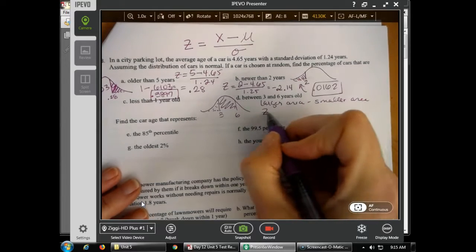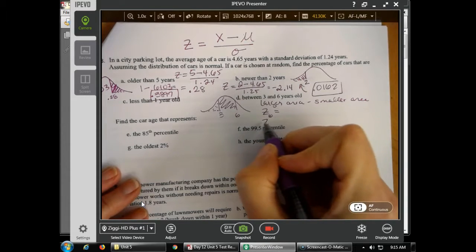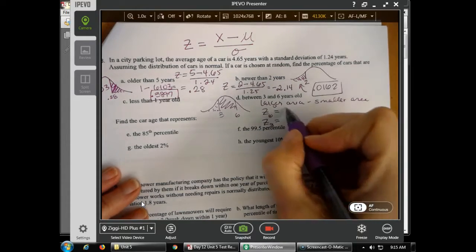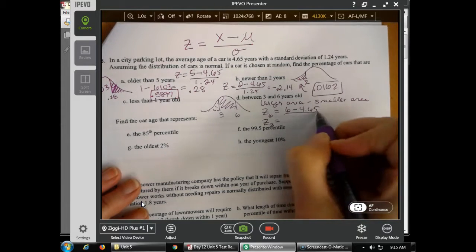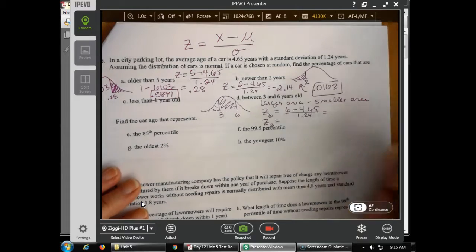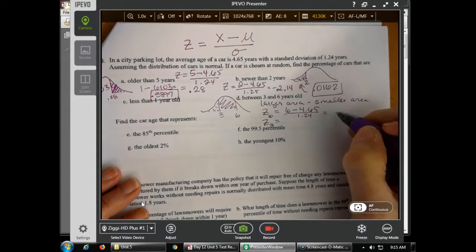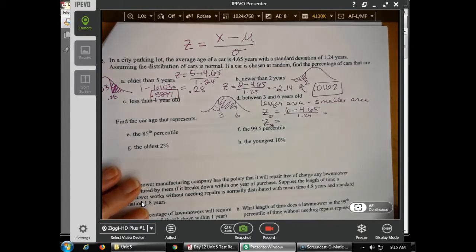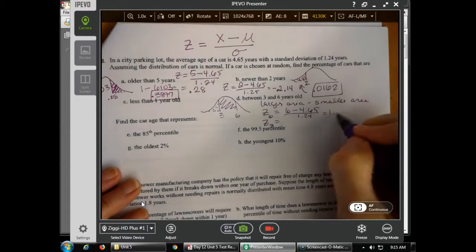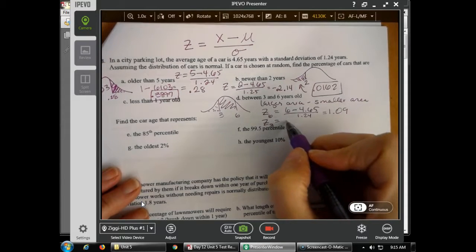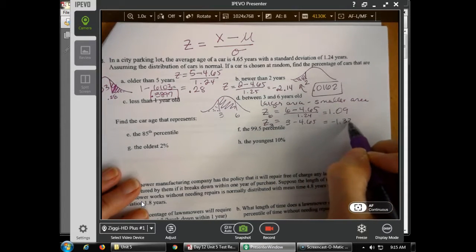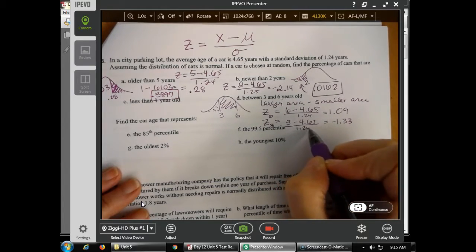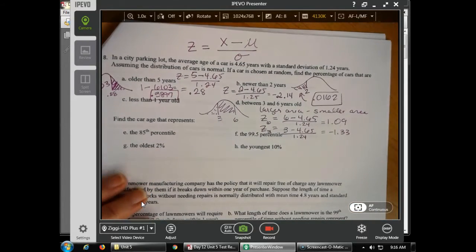So we need our z for 6, and we need our z for 3. So 6 minus 4.65 divided by 1.24. What do you get for the z of 6? It's positive. 1.09. Okay. What about the z of 3? Negative 1.33. We're going to look both of those up in our table. So 1.09.